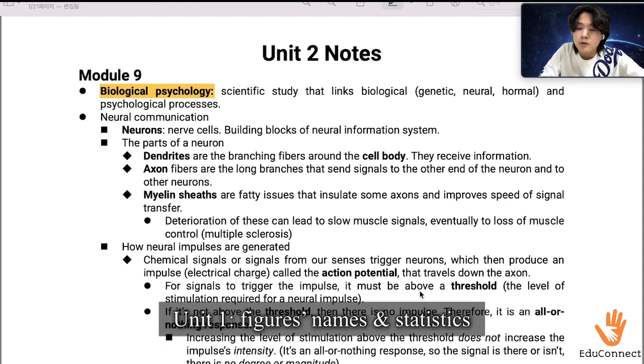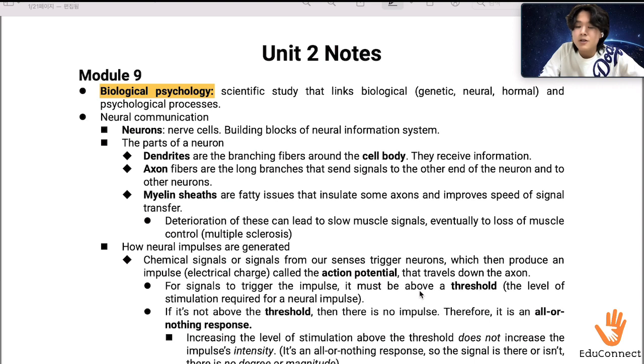Now, in Unit 1, we talked about some people's names and some statistics, which I'm sure you already heard about in history classes and in science and math classes, so I bet that Unit 1 was pretty easy for you. It was kind of a recap, frankly speaking, for all of you.